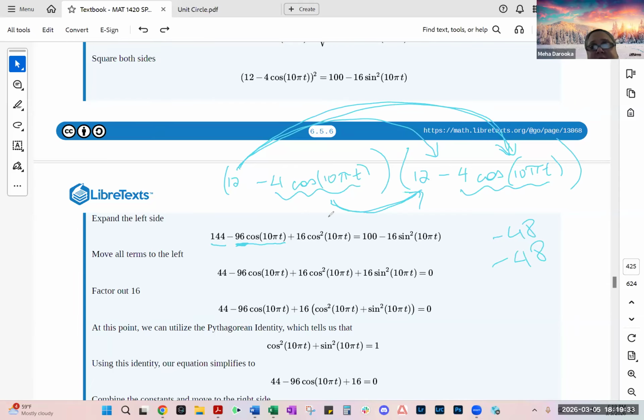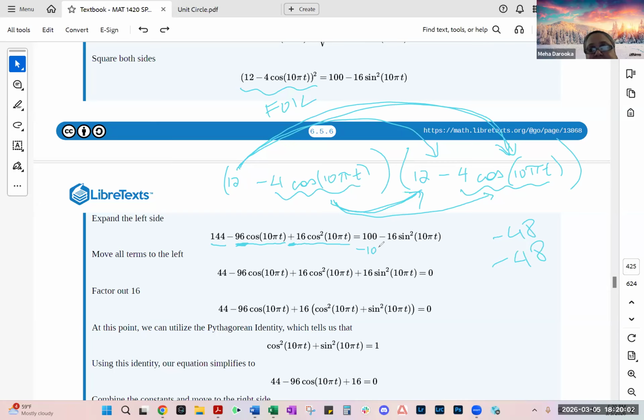And then the last part to do is multiply the last two terms. Negative times negative will become positive. 4 times 4 is 16. And of course, we're multiplying cosine with cosine of 10 pi t. So you get cosine squared. So again, it's algebra. You're using FOIL to basically expand the left-hand side of your equation. Once you get to this stage, now go ahead and combine like terms.